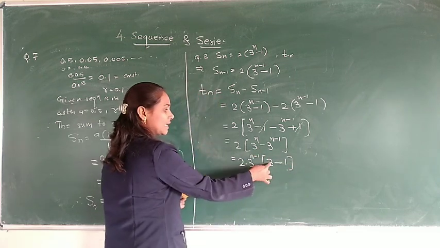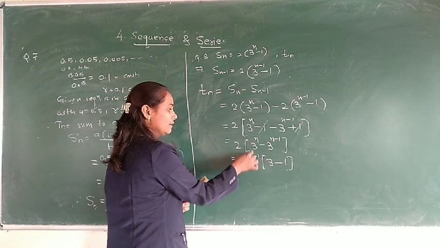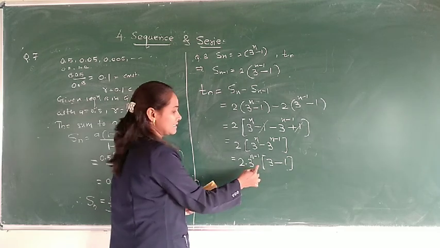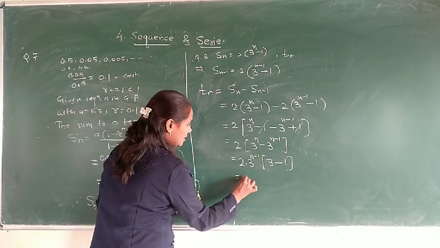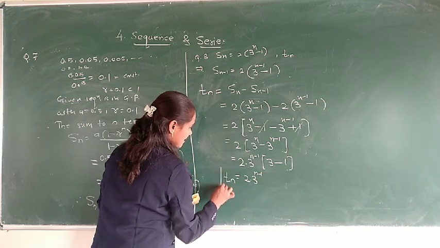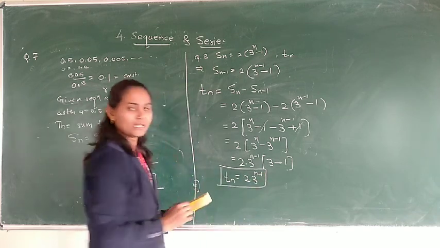If you multiply the two terms, what do we get here? When there is nothing, it is 1. Minus 1 plus 1 will get cancelled and we will get 2 into 3 raised to n minus 1. This is Tn for the given sequence.